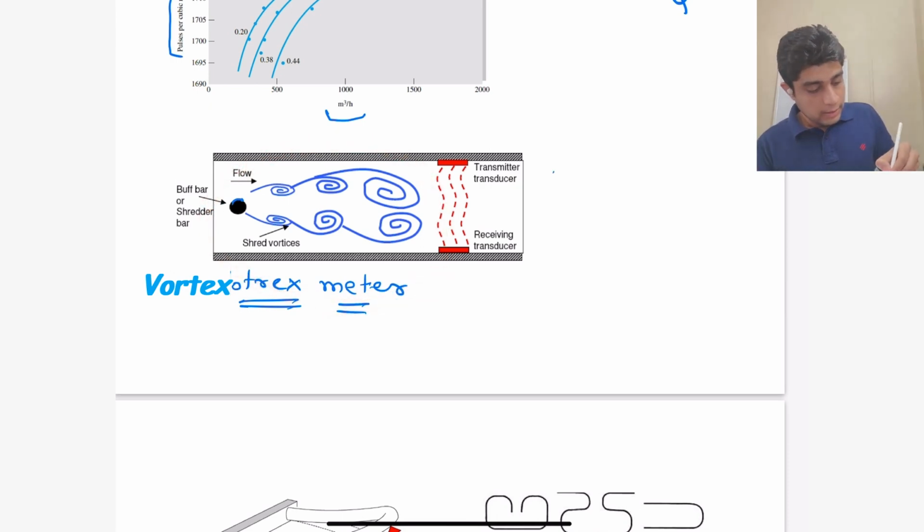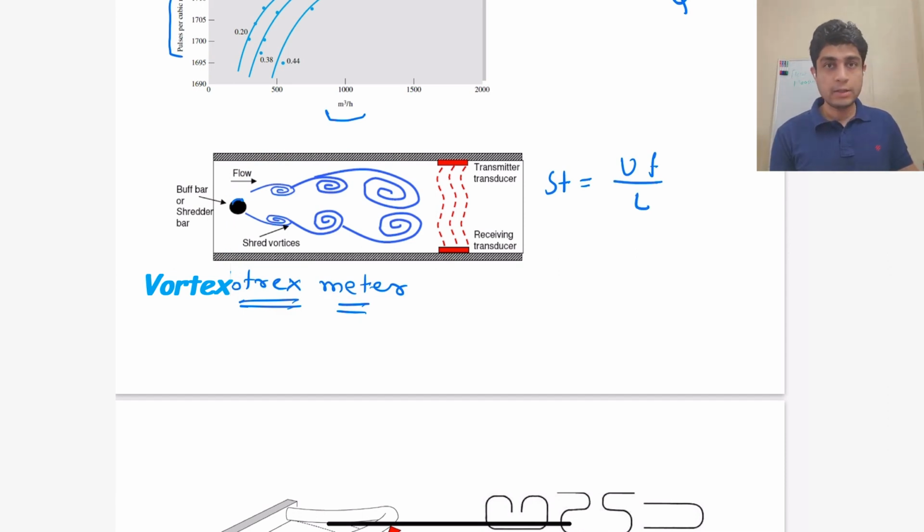So there is something called a Strouhal number, which is a non-dimensional number, which basically relates the velocity of the flow to the frequency of shedding of these vortices, and the length scale of the object. So if we fix the Strouhal number, then just by measuring the frequency of this vortex shedding, we can find out the velocity of the flow, and this way we can find out the flow rate.